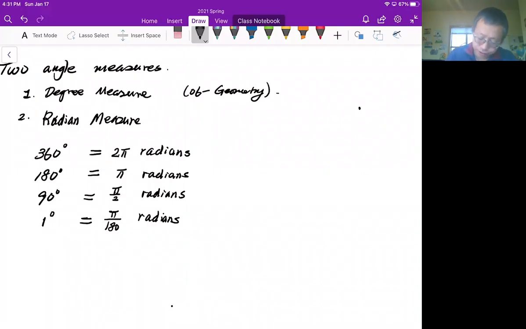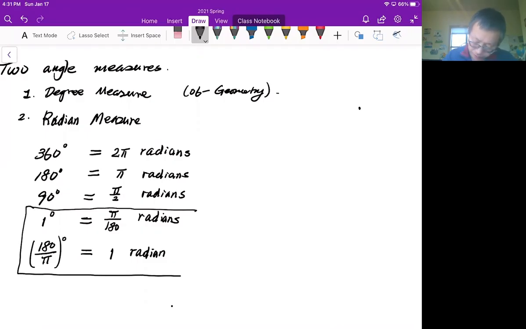So that's a conversion, right? And I can do the other one. How about 1 radian? 1 radian equals how many degrees? You just do the opposite. So basically, it's 180 divided by pi. That's the degree measure, so I'm going to circle that. So this is a conversion factor, right? How do you convert from one side to the other side? That's how you can do this. Okay.